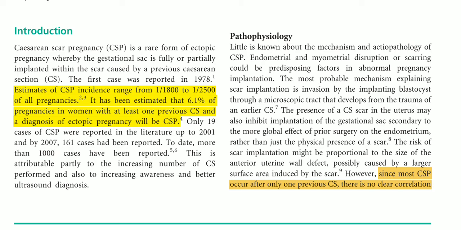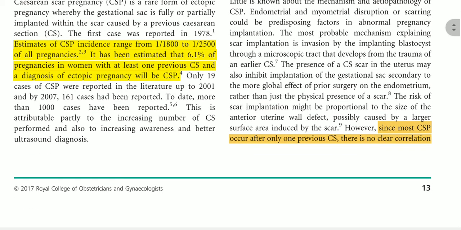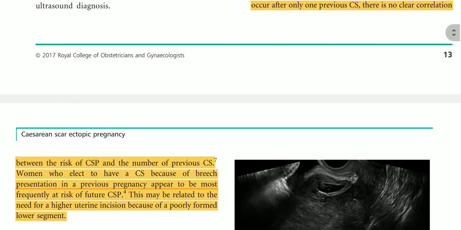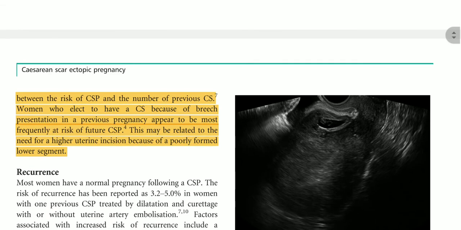The presence of a cesarean scar in the uterus may also promote implantation of the gestational sac, secondary to the more global effect of prior surgery on the endometrium rather than just the physical presence of the scar. The risk of scar implantation might be proportional to the size of the anterior uterine wall defect, possibly caused by the larger surface area induced by the scar. However, since most cesarean scar pregnancies occur after only one previous cesarean section, there is no clear correlation between the risk of cesarean scar pregnancy and the number of previous cesarean sections.